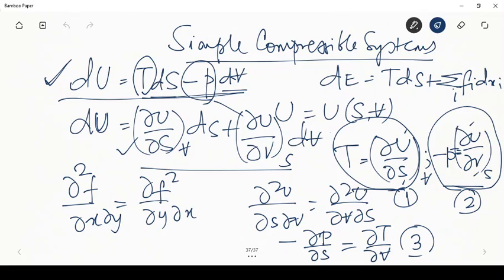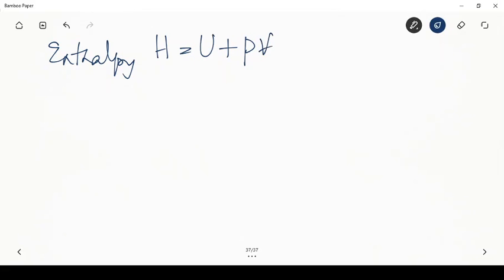Now in addition, we define additional thermodynamic properties which are related to these quantities. We define the enthalpy H, which is U plus PV. In the most general case, H would be defined as U minus the summation over i of Fi Xi. This would be the general definition of enthalpy.